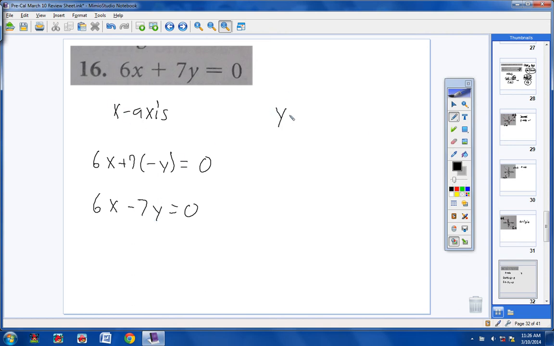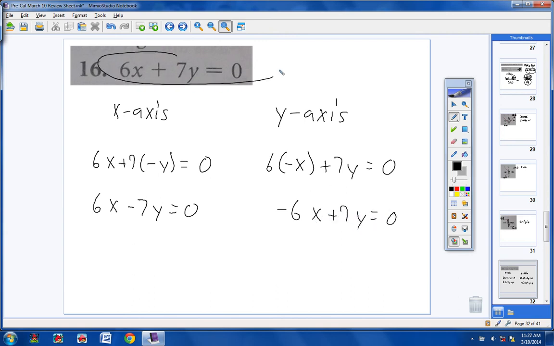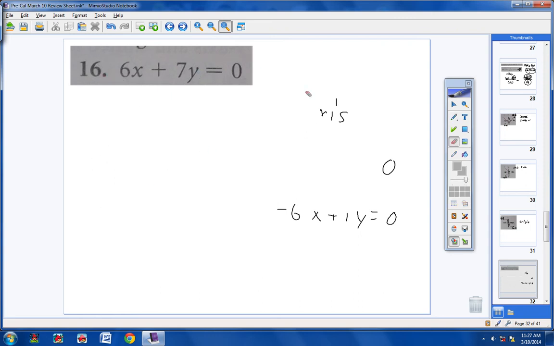Now we're going to check for y-axis symmetry. That means everywhere there's an x, you put a -x. 6 times -x is -6x. Did we get out the original problem that we started with right up here? Exactly. No, we did not. So we know we don't have y-axis or x-axis symmetry.